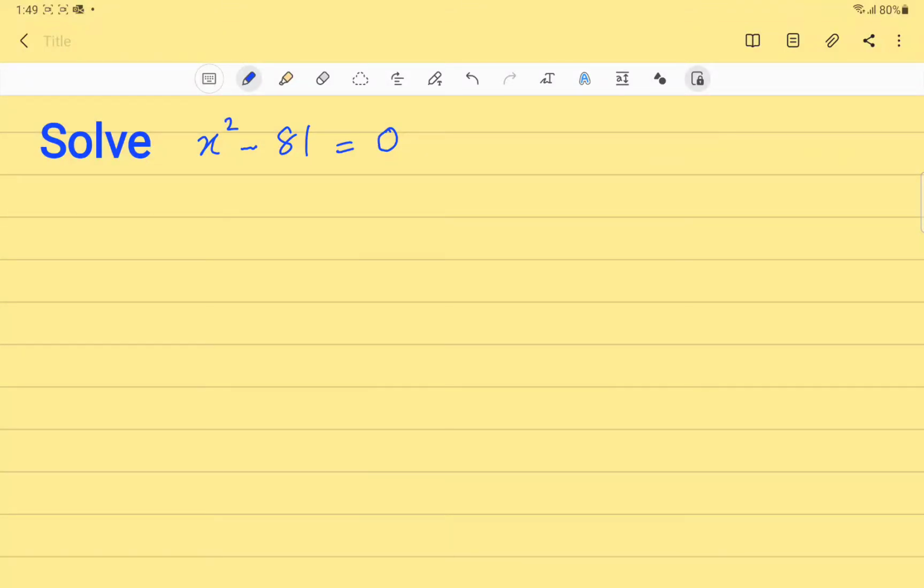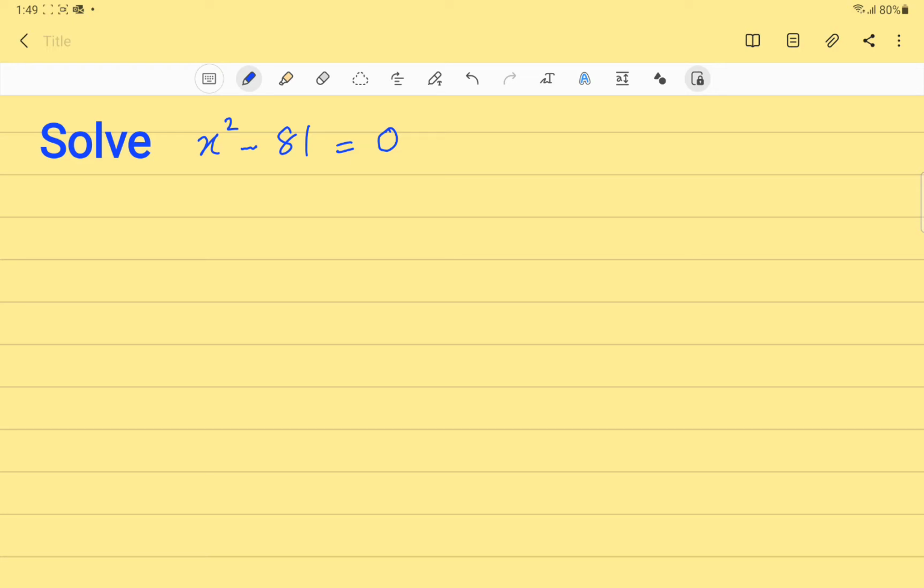In this video we are going to see how a quadratic equation can be solved with the help of the quadratic formula. Let's go for our solution. The given quadratic equation is x squared minus 81 is equal to 0.